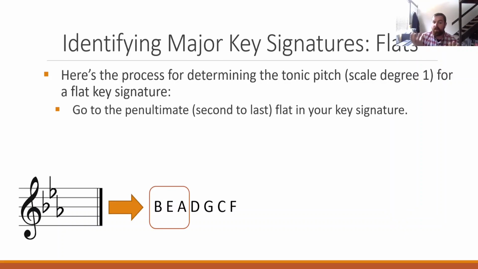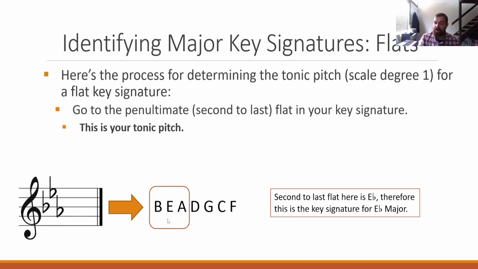Go to the penultimate, just a word that means second to last, flat in your key signature. So in this case, we have B flat, E flat, and A flat. Now, I know that both because I see 3 flats, and they're the first 3 flats in the order of flats, but also it's the B flat line, it's the E flat space, it's the A flat space. So you can also just read that and see. The penultimate, the second to last in the order of flats. Now, they are written in the order of flats, B, E, A. Second to last here would be the middle one, E.